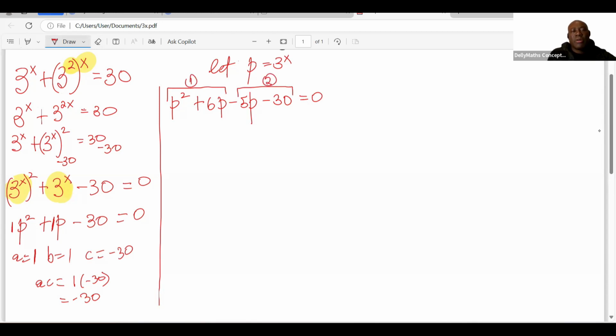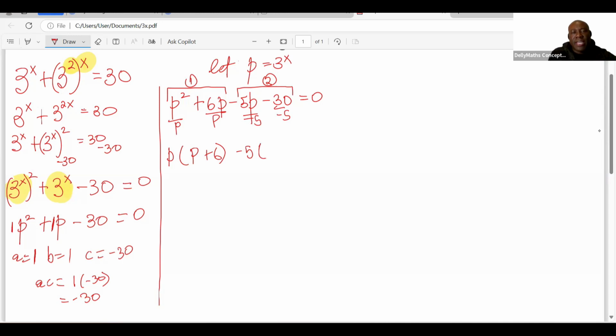In my first group, the common factor is p. So let us take our p out, open our bracket, and we're going to divide the terms in group 1 by p. P squared divided by p is p. 6p divided by p is 6. I'm going to use negative 5 to factor group 2. So I'm going to divide throughout by negative 5 throughout my second pair of terms.